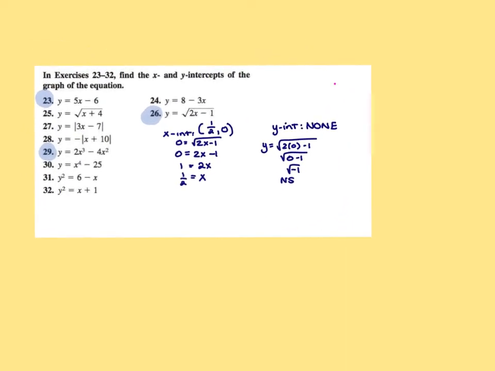All right, well, I'll start with the even answers from P4, that's 26. This is where it asks for the x and y intercepts. If you plug in 0 for y, and then you solve it, you get 1/2. You plug in 0 for x, and you get the square root of -1, which doesn't work, so it's no solution. So x-intercept is (1/2, 0), and y-intercept is none.